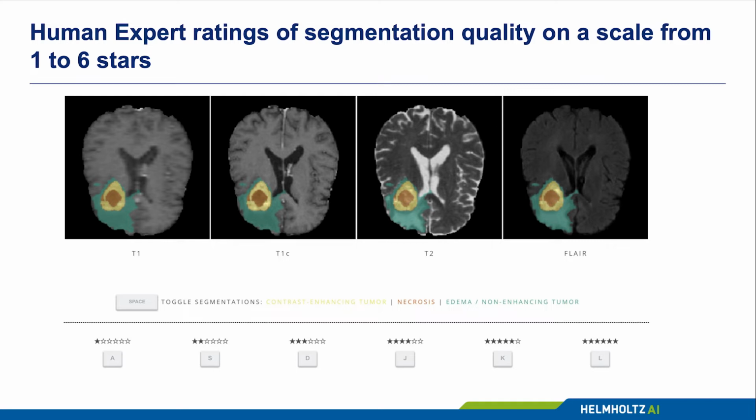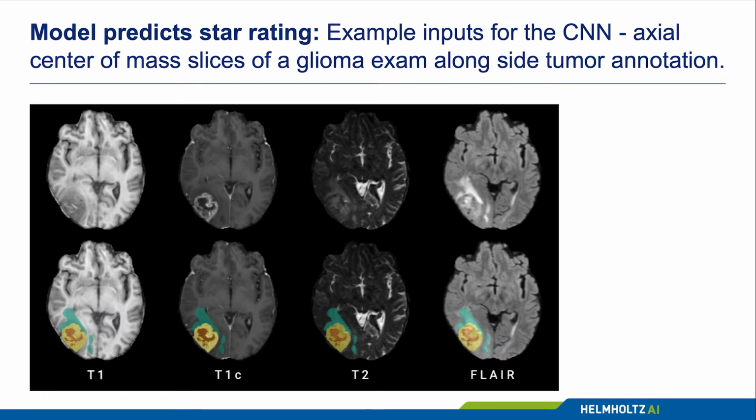Center of mass slices? Does it mean these are two-dimensional images? Precisely, Tommy. The human experts rated the quality of segmentations on a scale from 1 to 6 stars based on the axial, sagittal, and coronal views of the three-dimensional segmentation maps. The surrogate models learn to predict the star ratings from T1, T1 contrast, T2, and FLAIR MR images accompanied by segmentation maps. In the figure, red symbolizes necrosis, green edema, and yellow enhancing tumor.